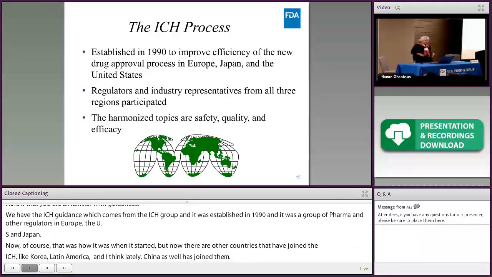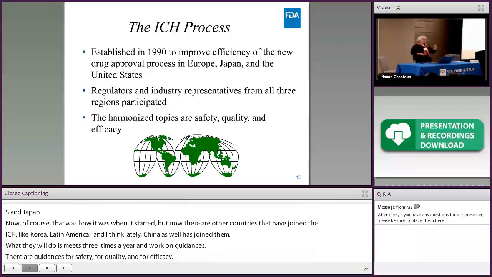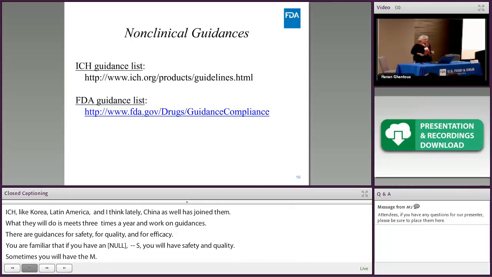So there are guidances for safety, for quality, and efficacy. And you're familiar, like when you have an S, that's usually ICH S5, 6, and 7, this is for safety, and quality is the Q, and efficacy, of course, is the E. And sometimes you have the M. The M is the multi-discipline. It covers everything. And here is where you find the ICH guidance and the FDA guidance.